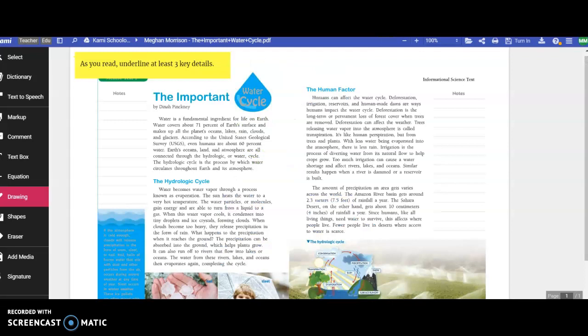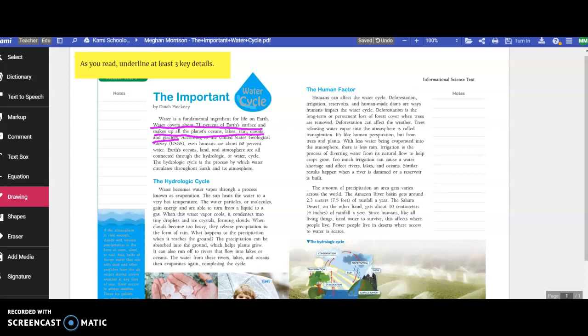So, for example, when I read and it says, water covers about 71% of Earth's surface, makes up all the planet's oceans, lakes, rain, clouds, and glaciers, I picture blue water, these vast big oceans, swirling white clouds, frozen glaciers. We've talked about all the water that's on Earth, so start to bring up some of those images.